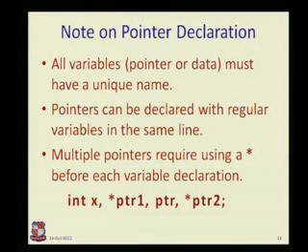So I cannot declare another ptr by the star. It means I have to put star ptr1 or star ptr2. So all variables, either pointer or data, must have a unique name. Pointers can be declared with the regular variables in the same line, as shown in the last line. I have declared x, ptr, star ptr and star ptr2. Two are integers, two are pointers.